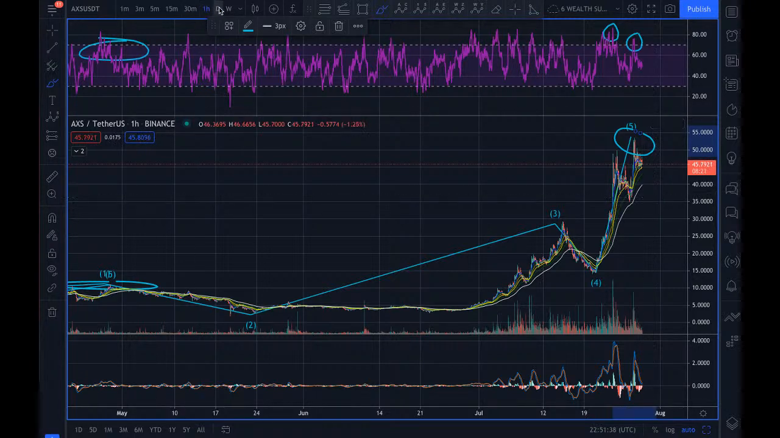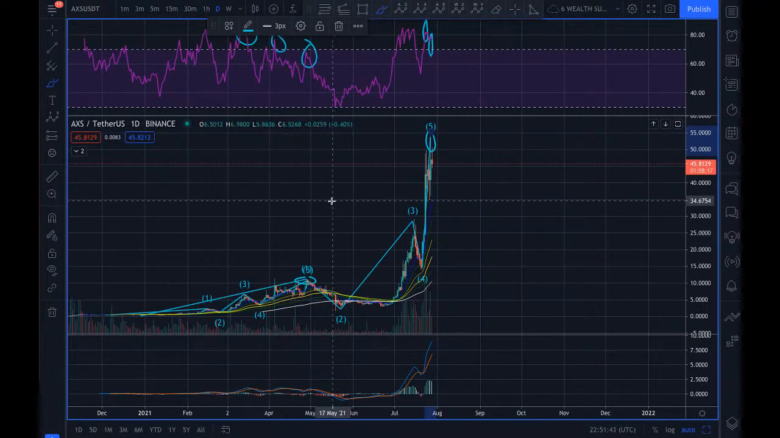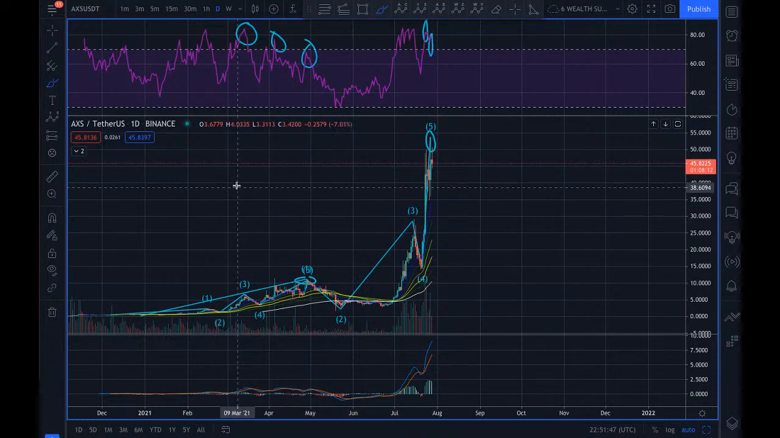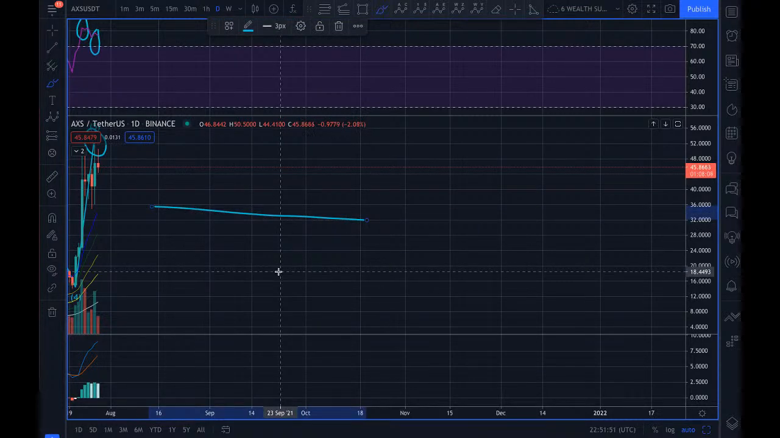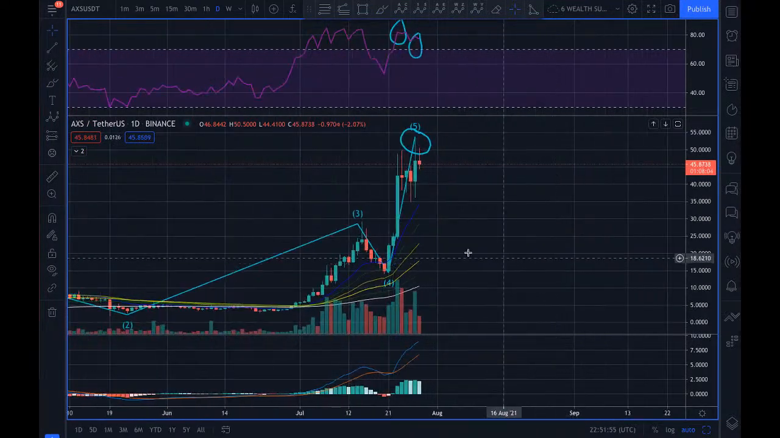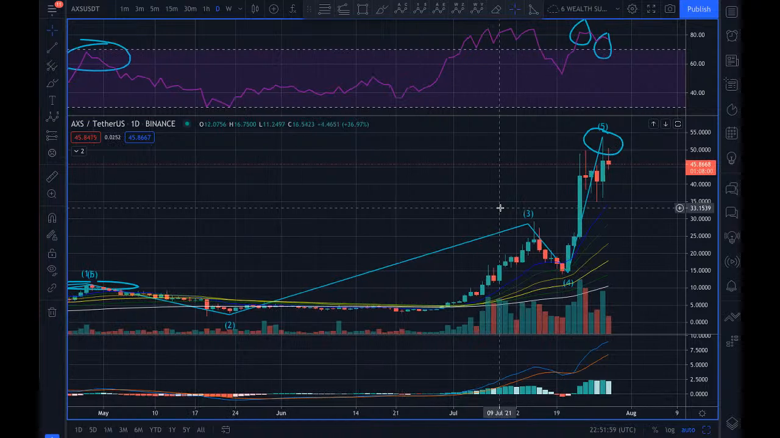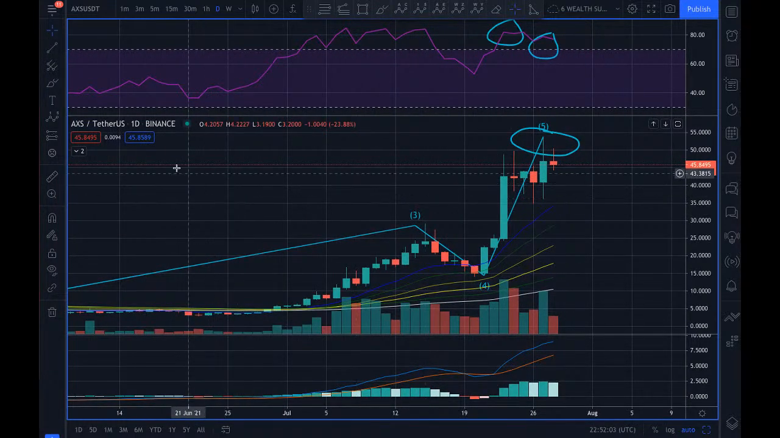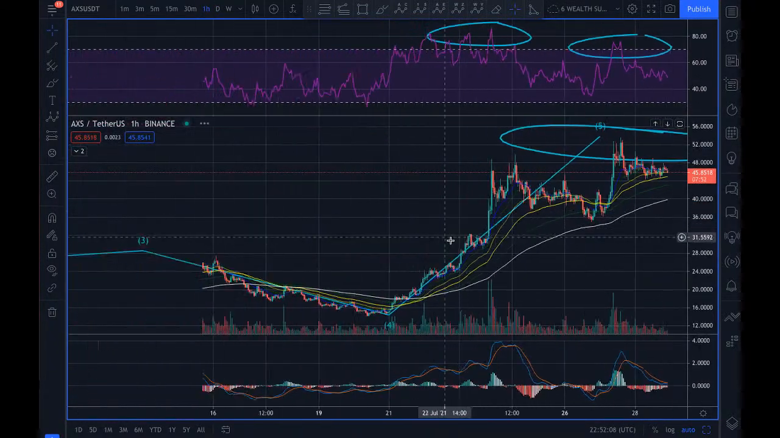Let me see. Daily again. Well, I mean, on the daily, it does not look like a good time to be buying. That's for sure. It looks more like a time to be selling than buying, if you were comparing the two.